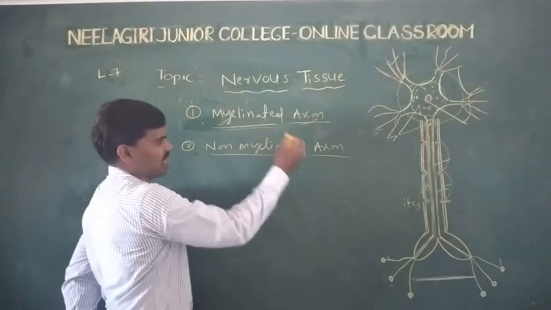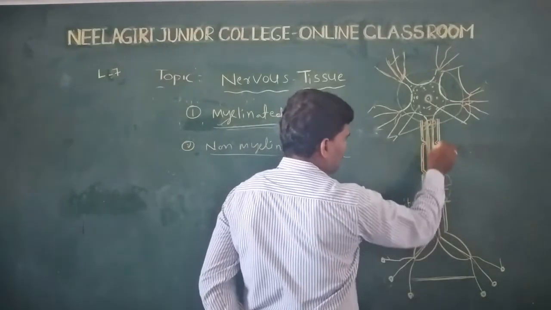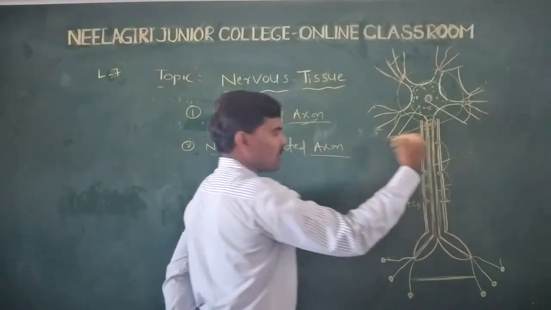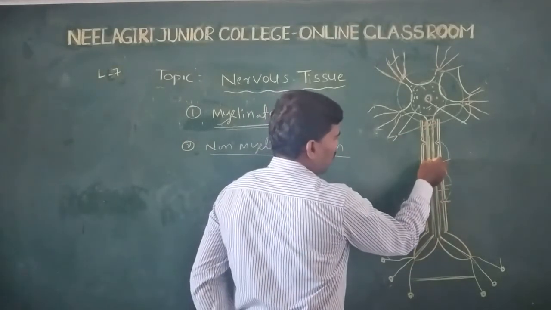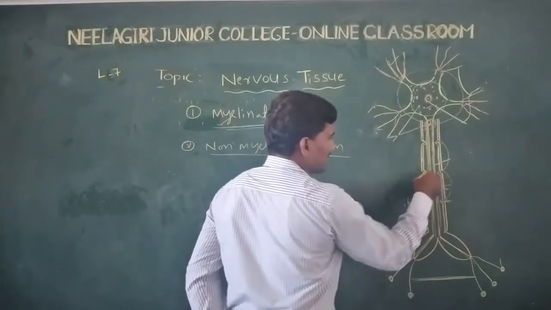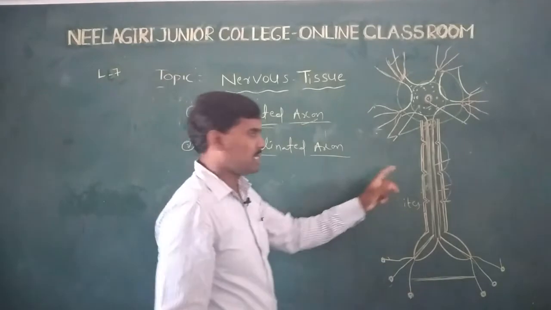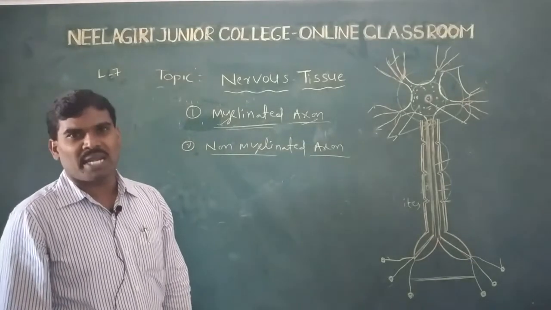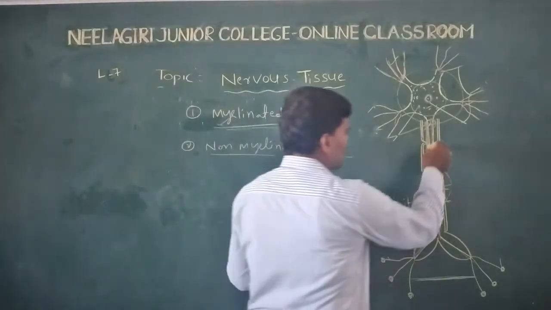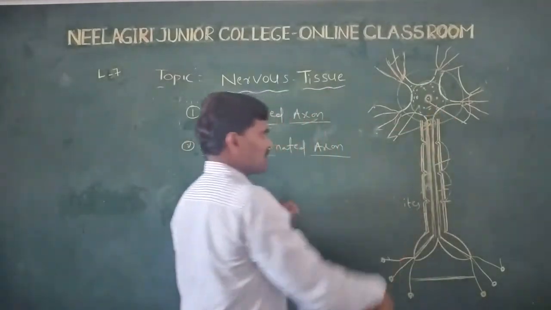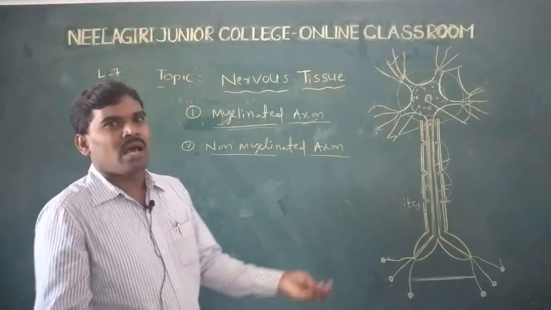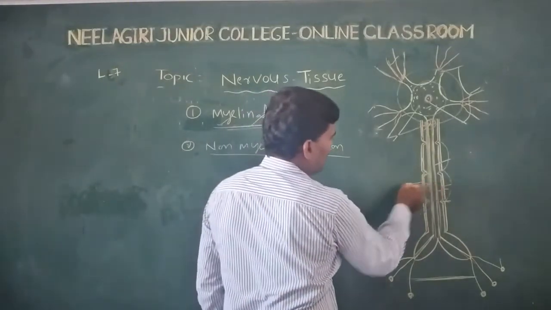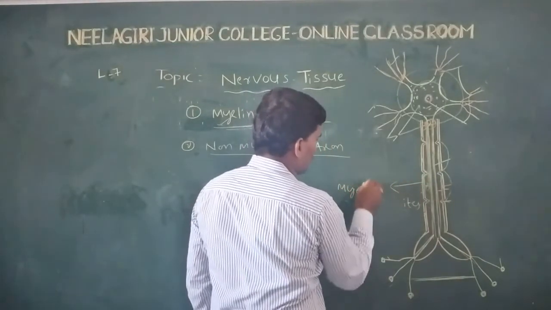Myelinated axons: any axon surrounded by a myelin sheath is called a myelinated neuron or myelinated axon. The outer surface of the axon is surrounded by the myelin sheath. This is the myelin sheath.